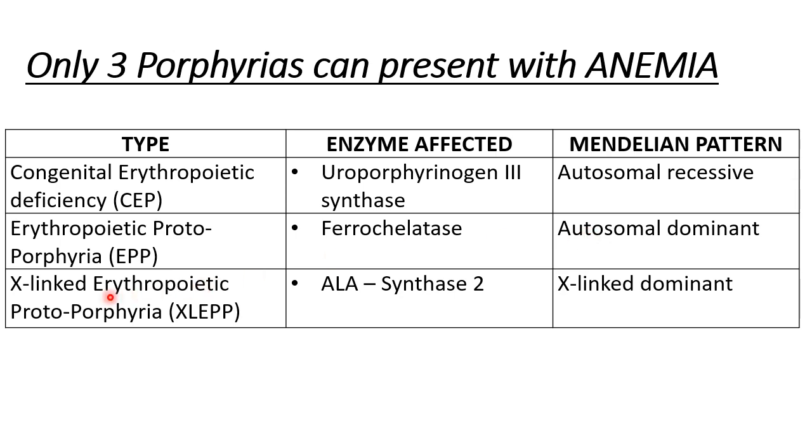Ang X-linked erythropoietic protoporphyria is caused by absent or deficient ALA synthase 2. And this follows an X-linked dominant pattern.